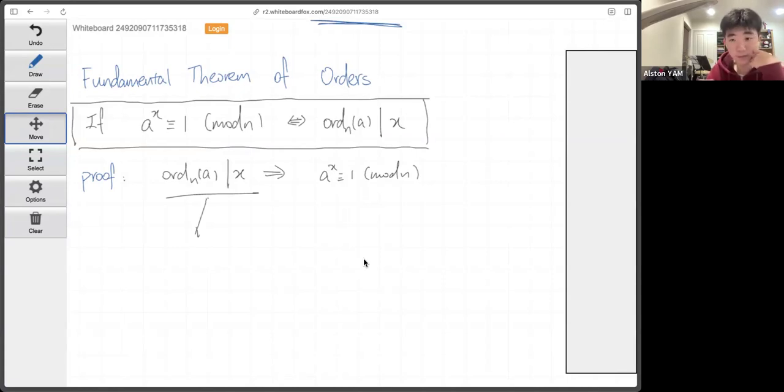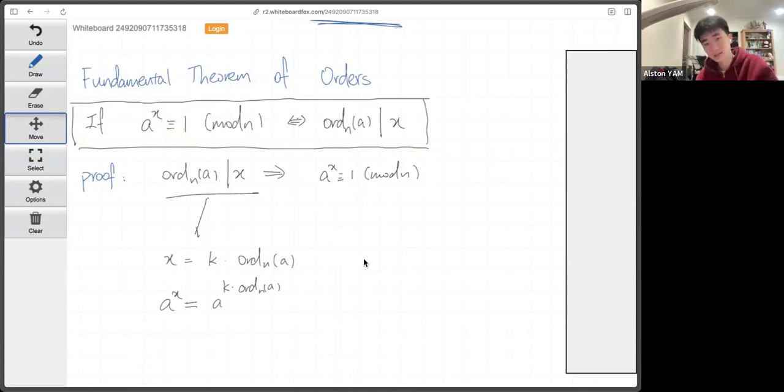So if the order of A with respect to n divides x, we can write x is equal to k times the order, where k is some positive integer that I don't really care about. Then we can just look at A to the x. Well, what is A to the x? A to the x will be equal to A to the k times the order of A with respect to n.